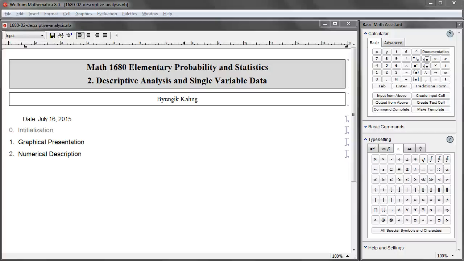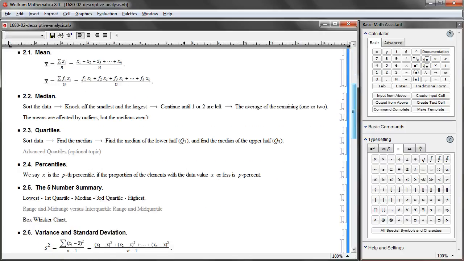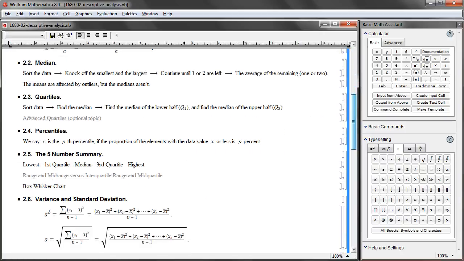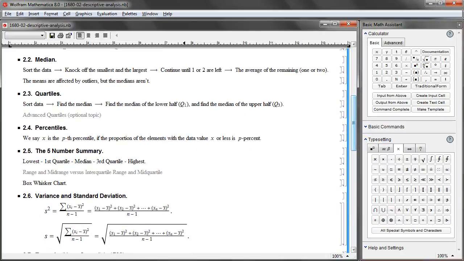Welcome back. Let's resume our discussion. We talked about quartiles, and now we were about to start the 5-number summary.